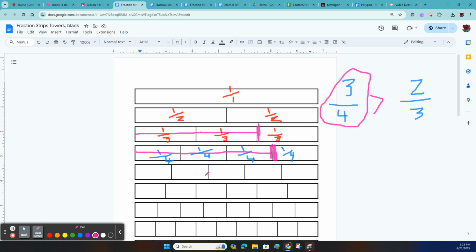Okay, so again, use this fraction strip tower to help you compare fractions. That way we can see which one is greater than and which one is less than.